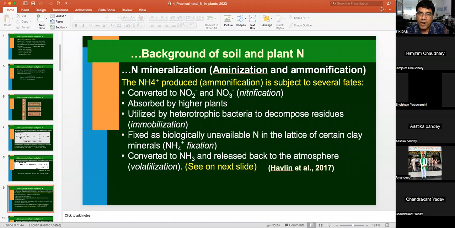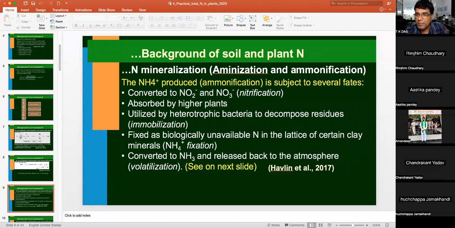So many times your soils may have sufficient nitrogen which has been fixed as ammonium, as ammonium fixation. In that case, you need to apply potassic fertilizer. To increase the supply of nitrogen, you need to add potassic fertilizer that will release the ammonium that has been fixed by the clay minerals. You understood? And vice versa.